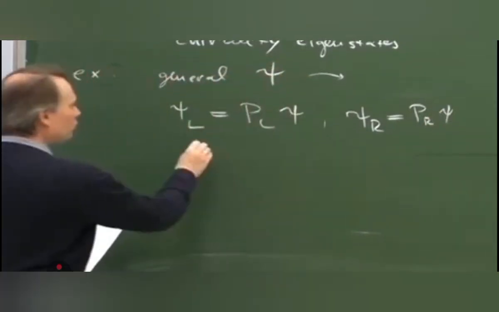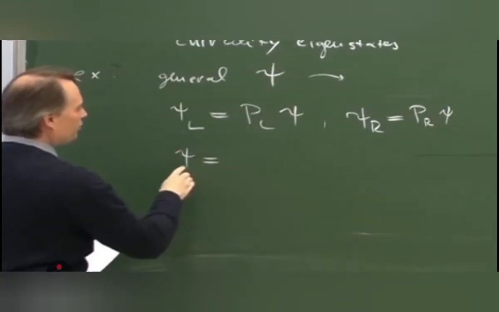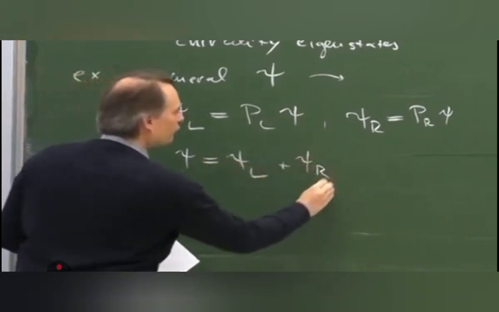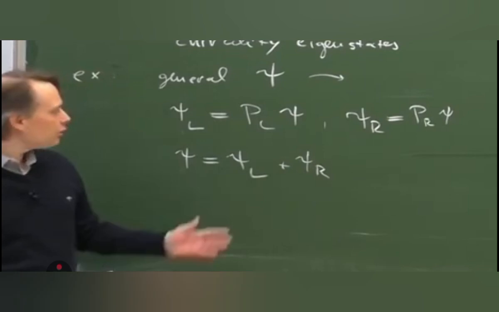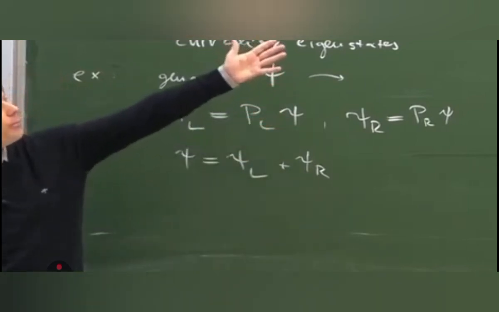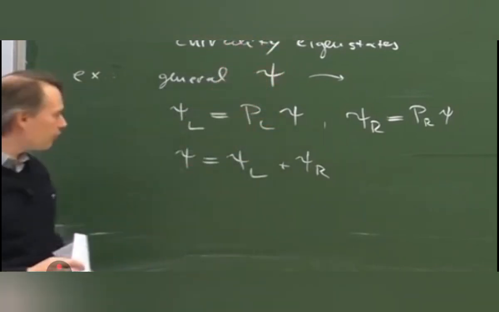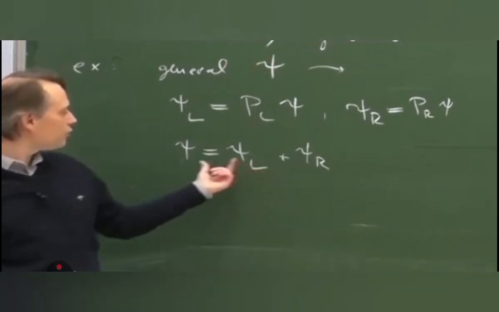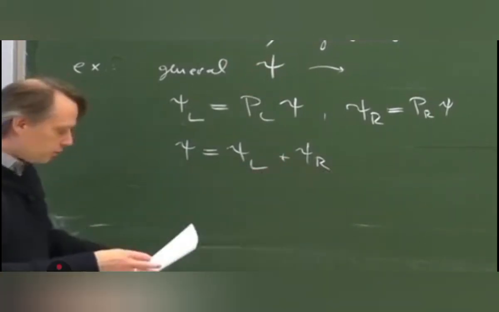Then what do we have? So we always have the full spinor psi is the sum of this psi left plus psi right, because the two projection operators sum up to the full unit matrix. Therefore, that is an identity, and you can always construct from any spinor its left-handed and its right-handed parts.